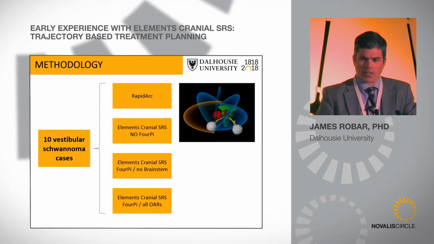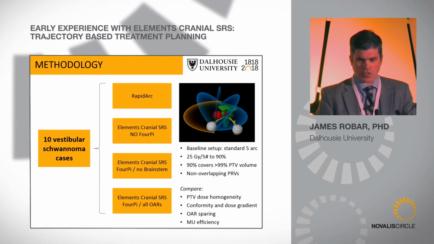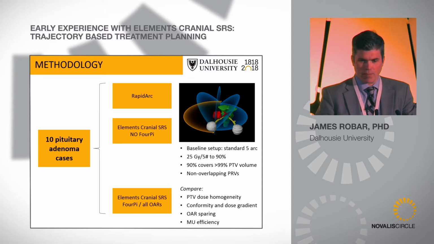We started off with a baseline template here. I wanted to use a symmetric template like this because I was really curious to see what the system would do with it. And for the vestibular schwannoma, we ensured 99% volume coverage at the 90%. We used non-overlapping PRVs. And then we compared in terms of PTV metrics, in terms of dose homogeneity and OAR sparing and MU efficiency. We did similar for 10 pituitary adenoma cases. We just didn't do the case where we omitted the brainstem.